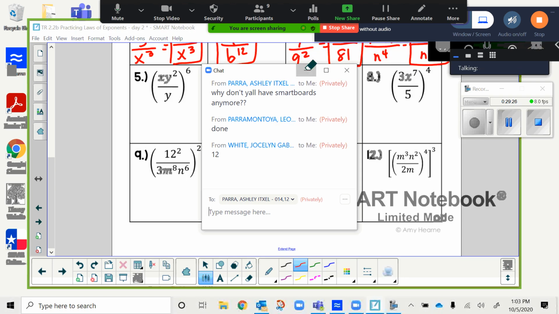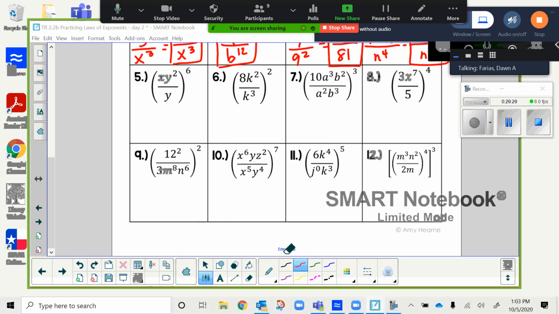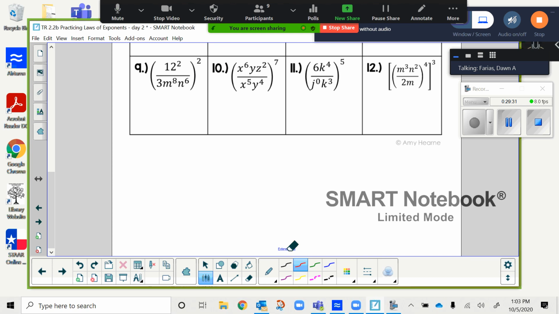I feel like this has been the most painful math lesson in all of history. Maybe not all of history, but recent history.